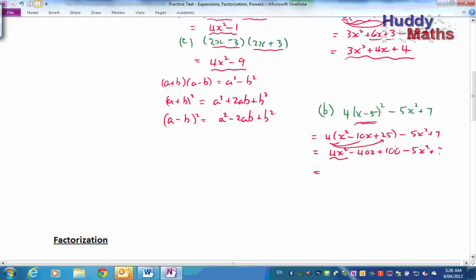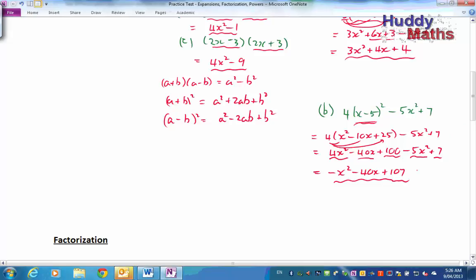Okay, so collecting up the x squared terms, 4x squared take 5x squared is negative 1x squared, and leave the 1 out. You can put it in if you like, but generally we'll leave it out. And then there's only one x term, it's negative 40x. And then we have 100 plus 7, so it's 107. Alright, so a fairly big one there. Now that's the end of the set of expansions.